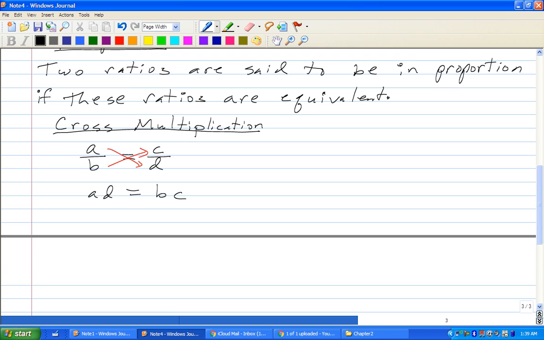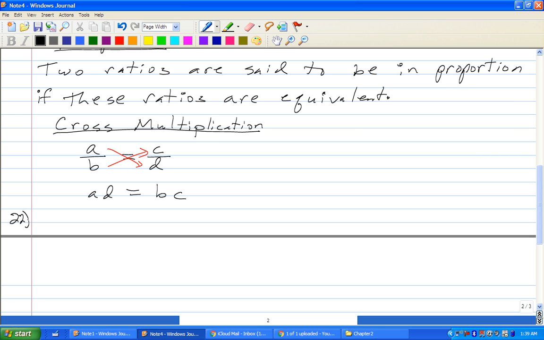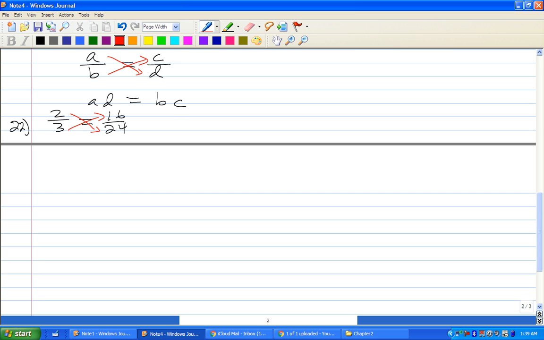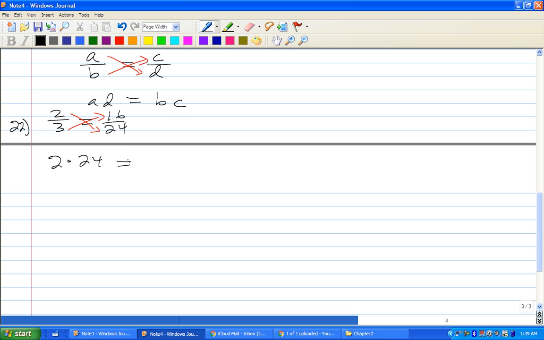So let's do some examples. Let's say problem number 22. 2/3, is that equal to 16 over 24? And so, in exercises 21 through 32, determine if the proportion is true or false. So let me cross multiply. And so is 2 times 24 equal to 3 times 16?